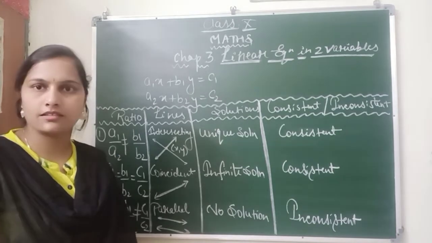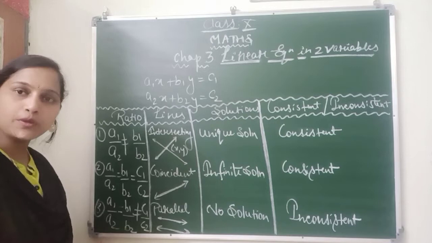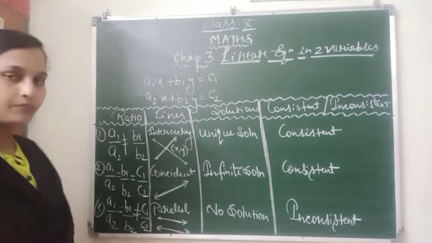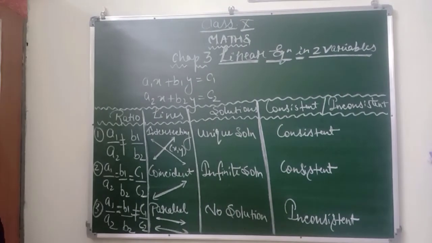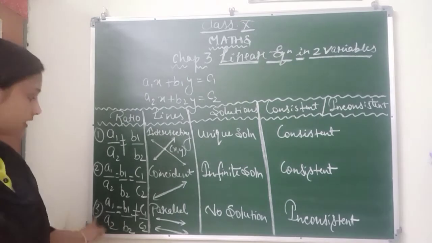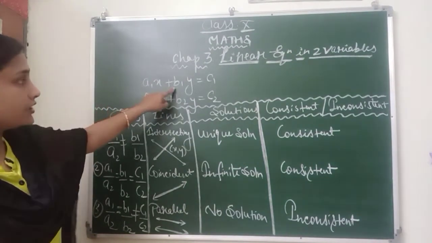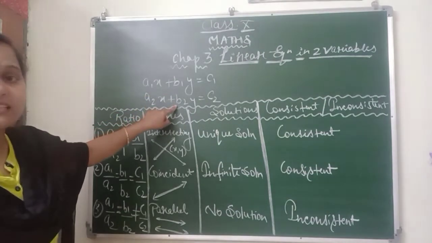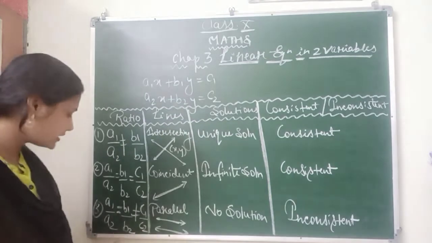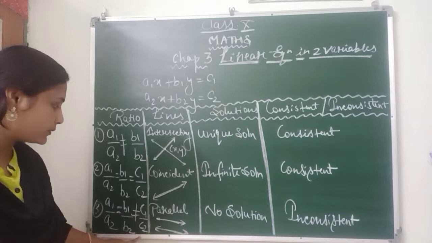Now, the third case is if a1 upon a2 equals b1 upon b2 is not equal to c1 upon c2. Whenever you observe in the third case that a1 upon a2 equals b1 upon b2, meaning the ratio of the coefficients of x is equal to the ratio of the coefficients of y, but it is not equal to the ratio of the constant terms, c1 upon c2.